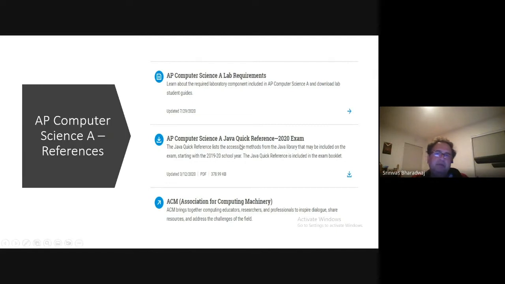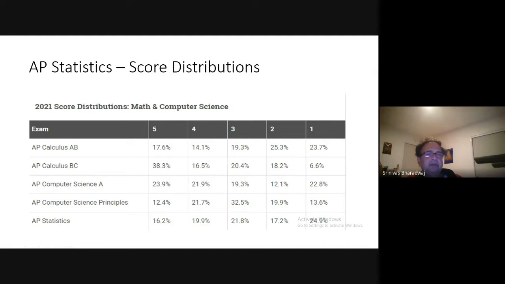Typically this page is directly out of College Board, so you can go and look at the lab requirements and download the lab student guide. You can also get the Java quick reference. Right now it may not make that much sense. You can get additional resources available.